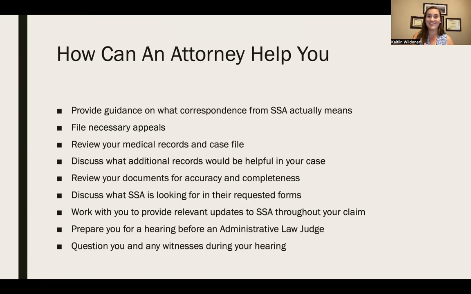We question you and any witnesses during the hearing. Again, if you are a client and you are at the hearing level and we have not talked about witnesses, send me an email. We will schedule a time to chat about that. Okay, there's a lot of other things an attorney can do. This is just the most prominent list of things, the things that we get questions about most often. But again, there is more that we can do.